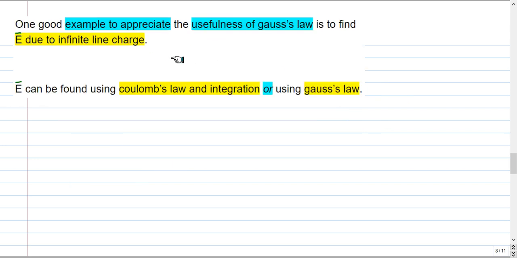Let us take one specific example which will be useful in appreciating the usefulness of Gauss's law. That is to find the electric field due to an infinite line charge. This calculation of electric field can be done using Coulomb's law and integration, or using Gauss's law.